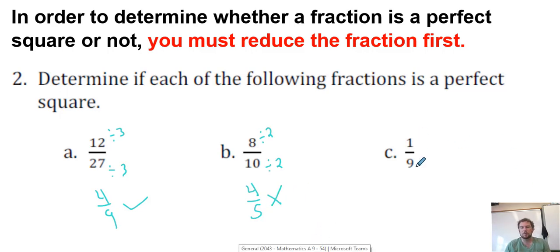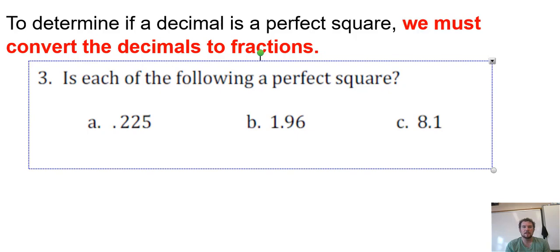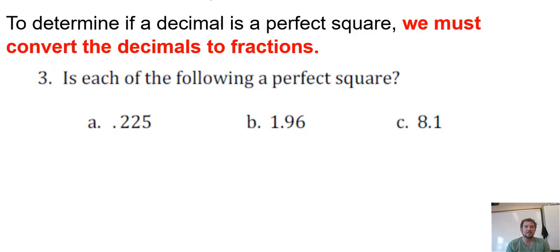And then finally 1 over 9. This one can't be reduced. There is no reduction to happen, so right away we just have to ask ourselves, are these numbers both perfect squares? Yes, 1 is a perfect square, and yes, 9 is a perfect square, so that fraction is a perfect square. All right, and we can do the same thing for decimals.